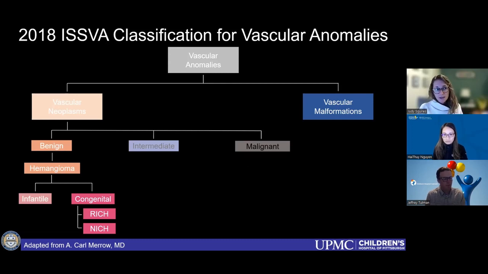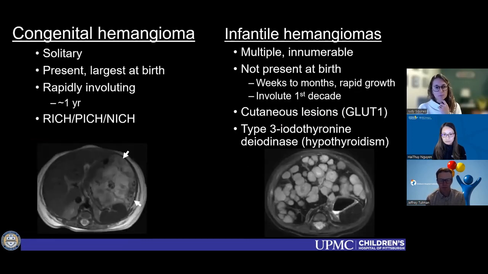So the vascular neoplasms, which is why these lesions can have washout, is because they're neoplasms, right? They're benign, but they're infantile and congenital hemangiomas.